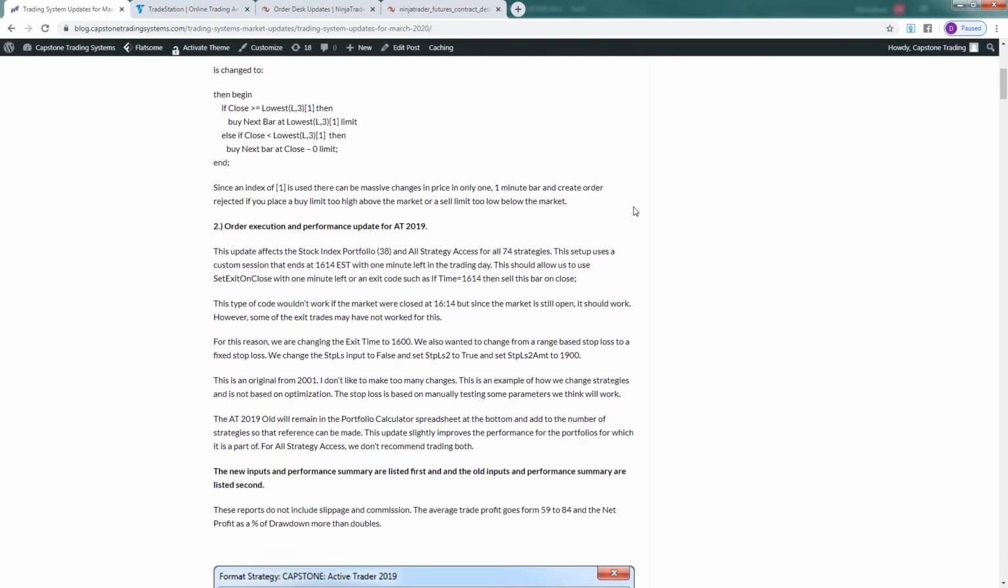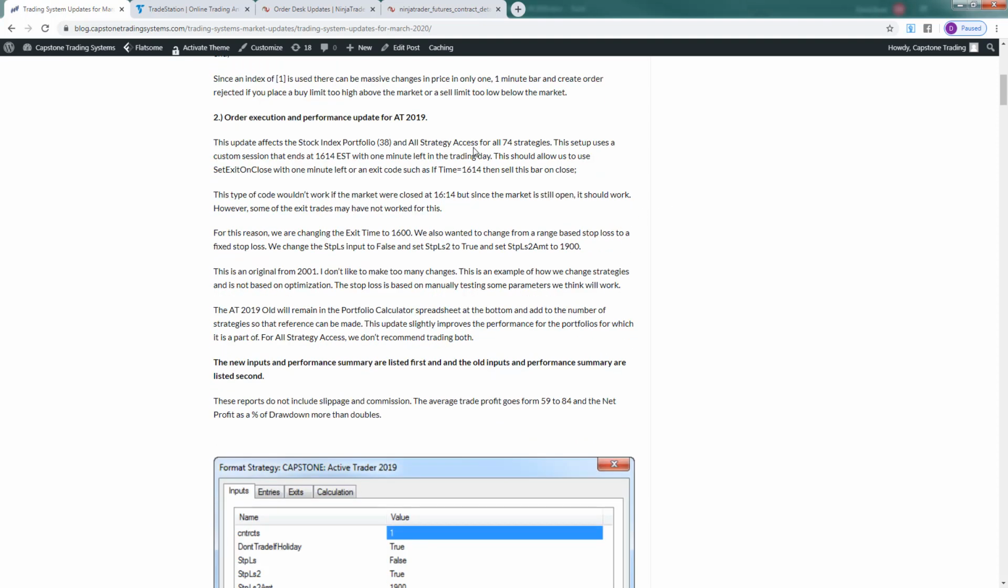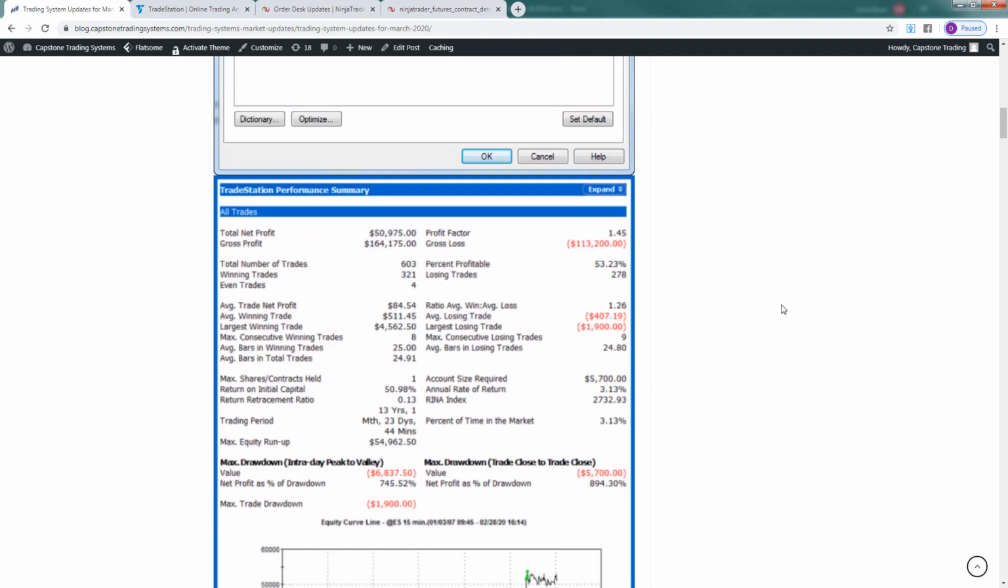I did change an order execution and performance update for AT 2019. We simply exited at 1600. We're changing the exit time to 1600 instead of 1614. And so we also went from a range-based stop. We changed the stop loss input to false and set the stop loss to true. And so we have a stop loss amount of 1900. So order execution update for that.